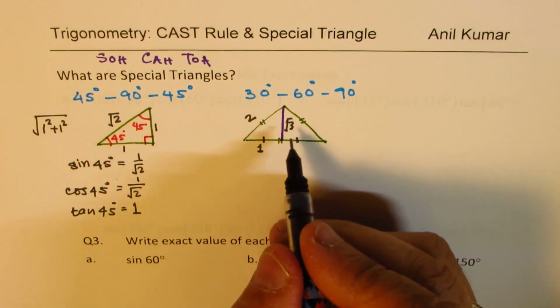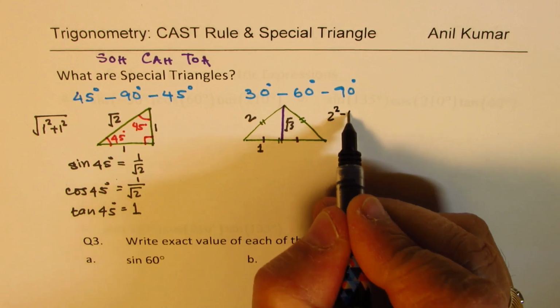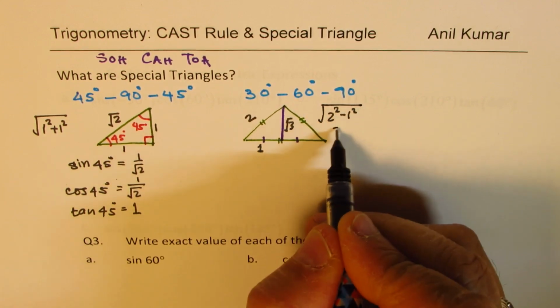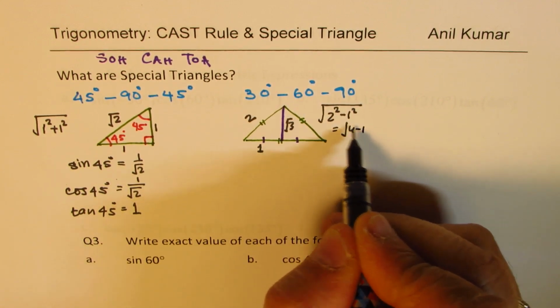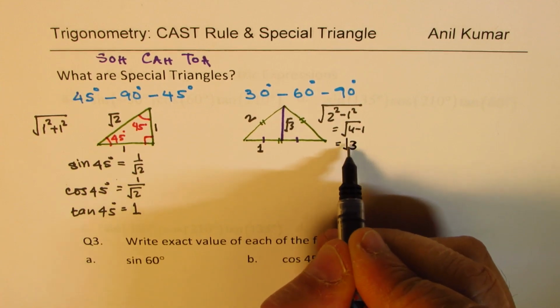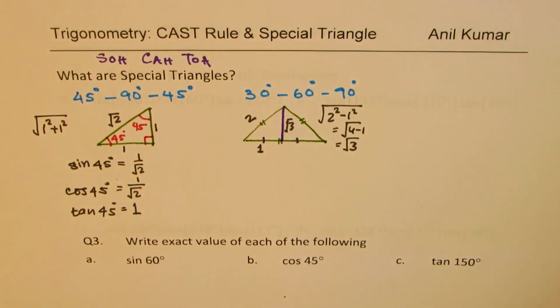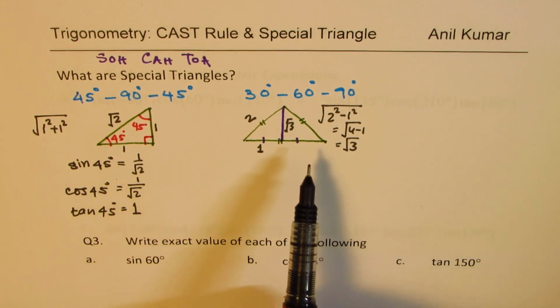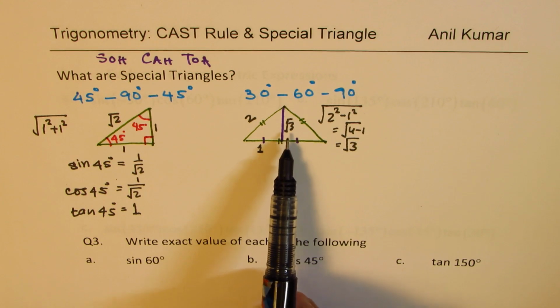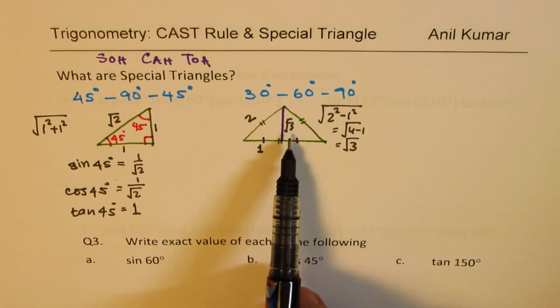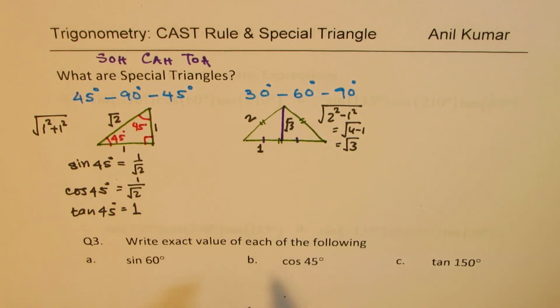How do I get that? Well, I get that as square root of 2 squared minus 1 squared, which is equal to square root of 4 minus 1, which is equal to square root of 3. Pythagorean theorem. So basic is you should know Pythagorean theorem, and you should be very good at working with these radicals, right? So that is another important thing to understand.